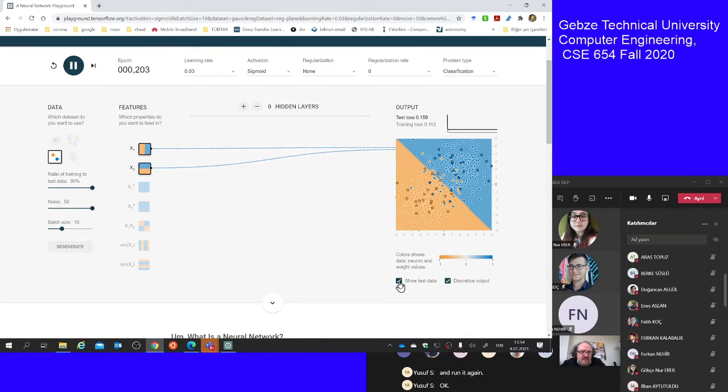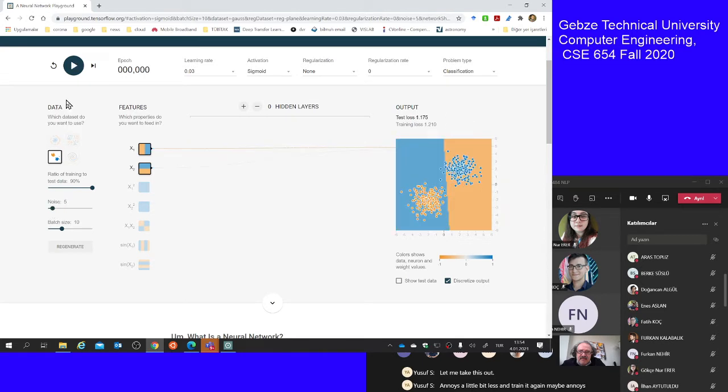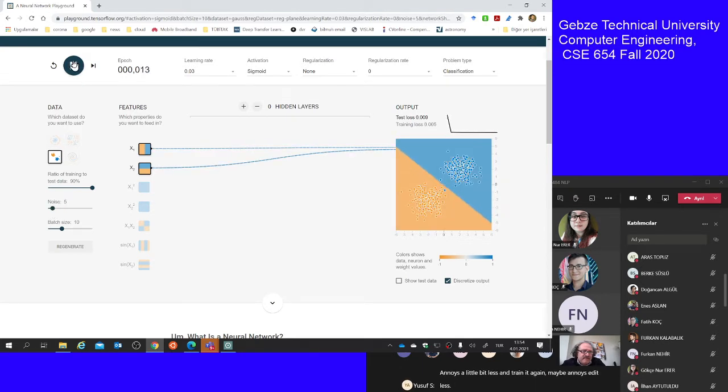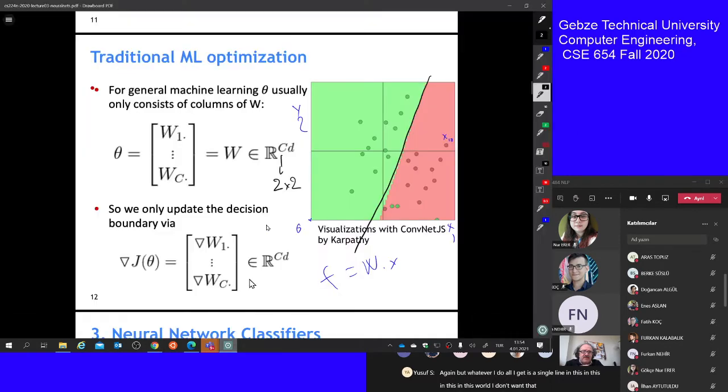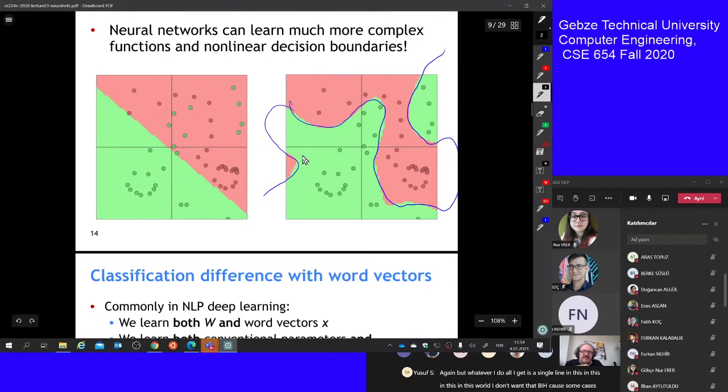Let me take this out and use a little bit less noise and train it again. Maybe noise a little bit less. Train it again. Okay, so if this is the case, I can fit my data again, but whatever I do, all I get is a single line in this world. I don't want that, because some cases are like this.